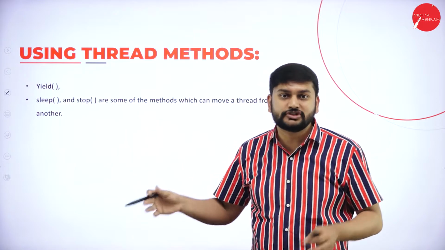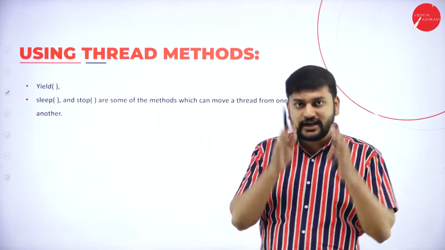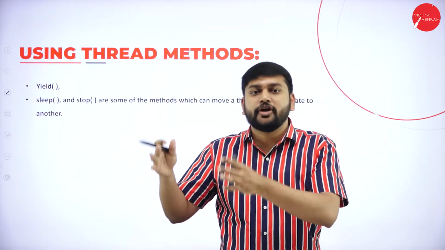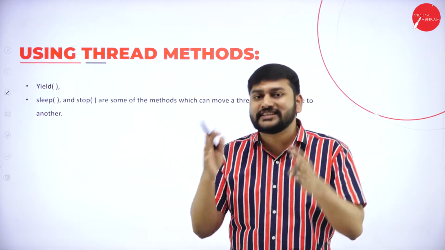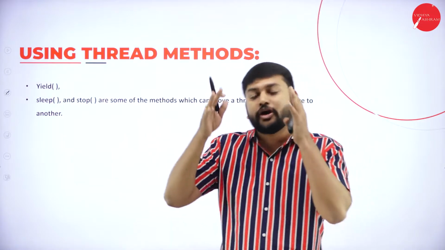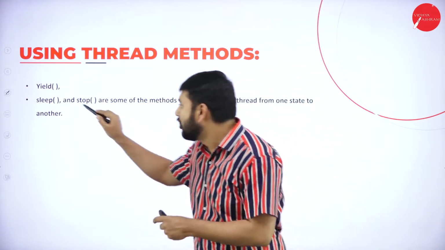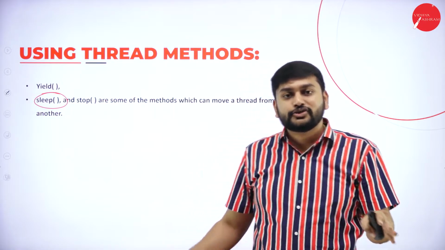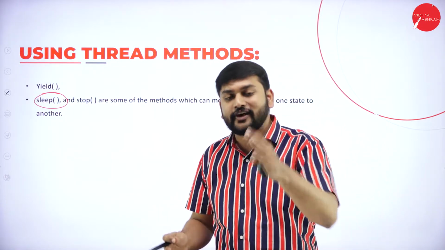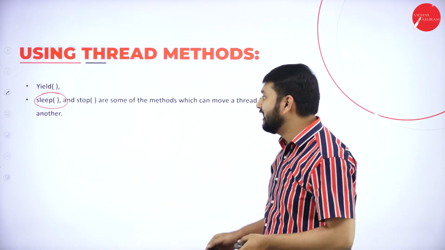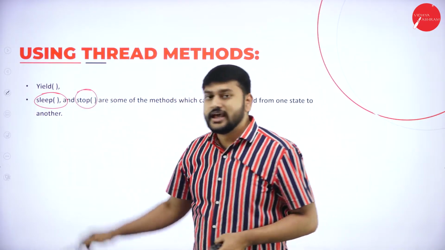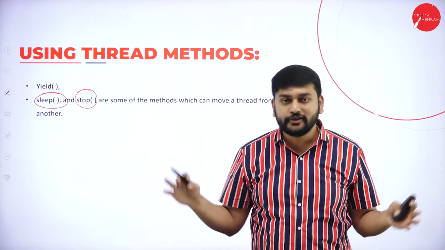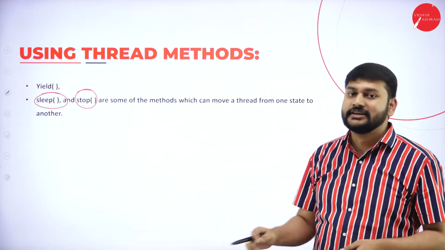Sleep means you are asking the thread to go for a suspension for a particular period of time. You're making the thread inactive for a particular period of time. I'm asking the thread to sleep for a while, so it should take a nap for a while, until some particular period of time. And stop means I'm asking the thread to go to the dead state. That's what you need to remember with respect to the methods that I have here.